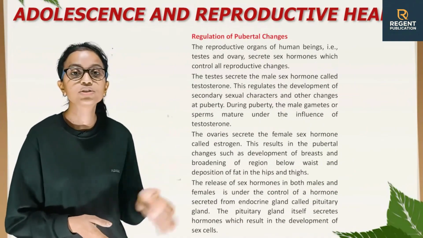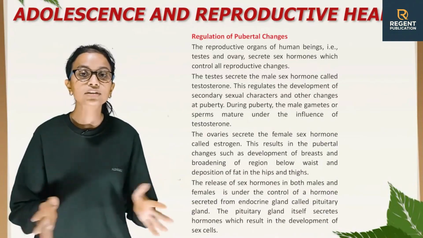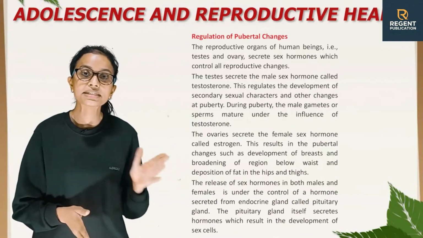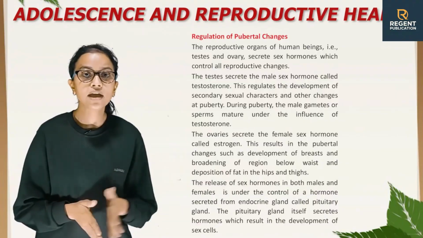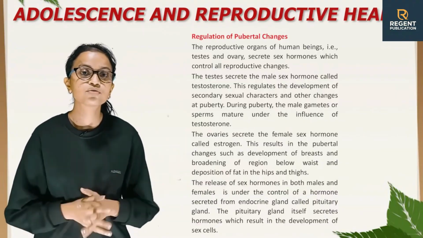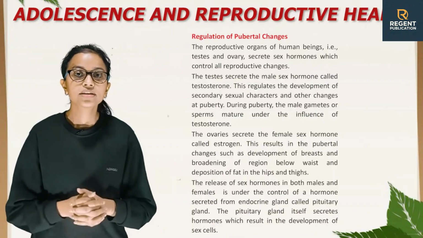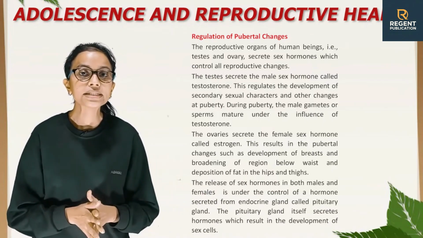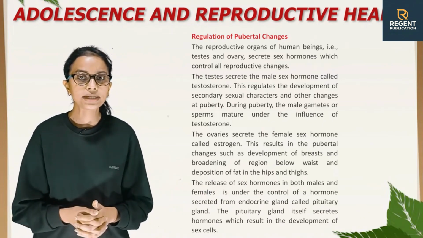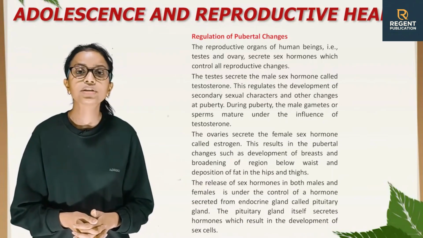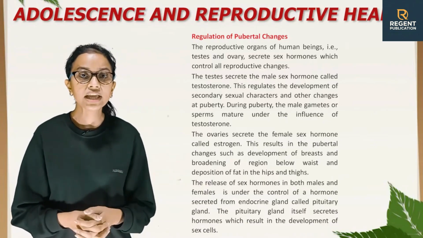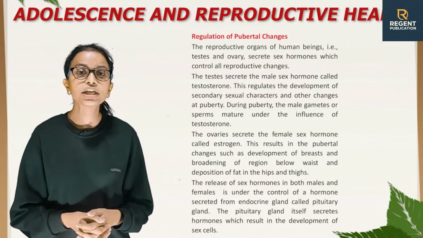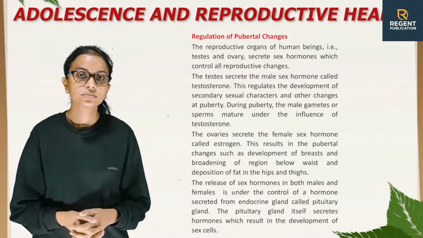Regulation of pubertal changes. The reproductive organs of human beings, that is, testes and ovary, secrete sex hormones which control all reproductive changes. The testes secrete the male sex hormone called testosterone. This regulates the development of secondary sexual characters and other changes at puberty. During puberty, the male gametes or sperms mature under the influence of testosterone.